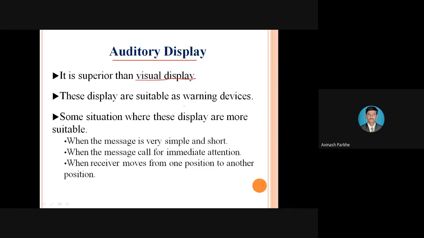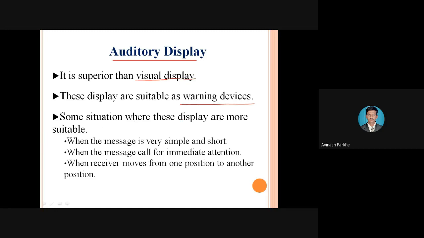So these displays are suitable as warning devices. Maybe you know the example of the sugar industry: whenever it starts, there is one big noise, which means the first shift has started. If the second noise comes, the second shift has started. If the noise comes a third time, the third shift is to start. Therefore, auditory displays are mostly suitable as warning devices.